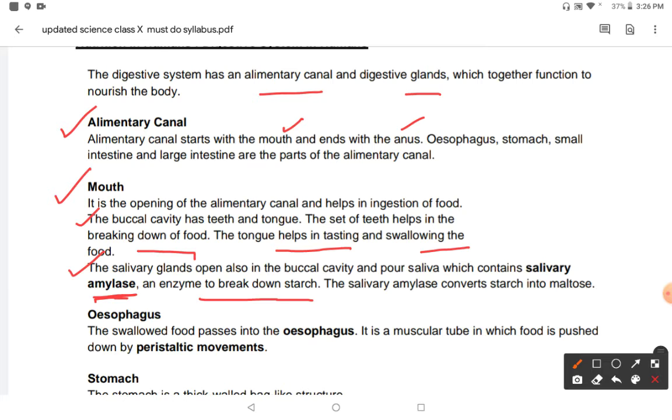And what is the function of salivary amylase? To break down the starch into maltose. This is the function of the salivary amylase enzyme present in the salivary glands.